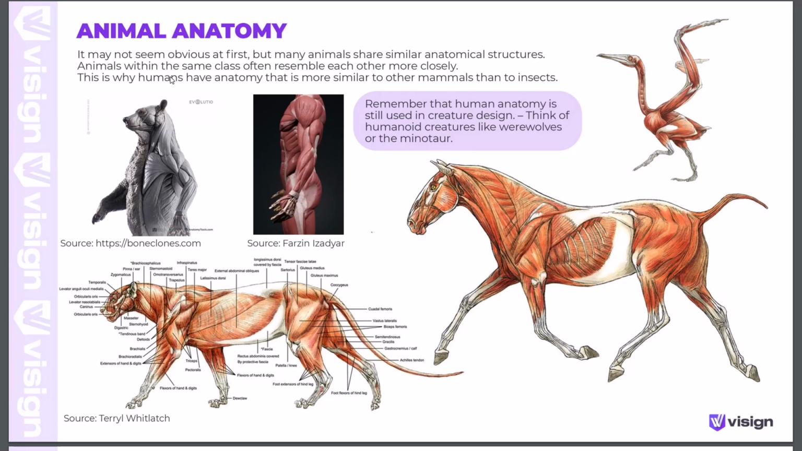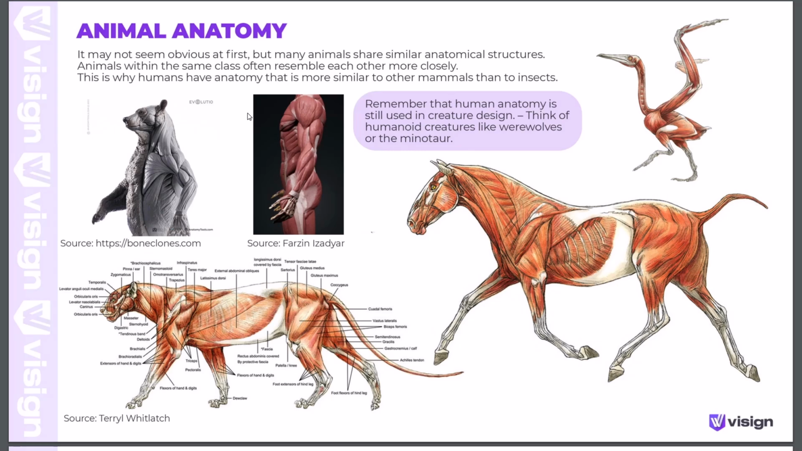So moving on, it may not seem obvious at first, but many animals share similar anatomical structures. This is the big part. Animals within the same class often resemble each other more closely. This is why humans have anatomy that is more similar to other mammals than to insects. So if you look at classes, like mammals, reptiles, birds, and so on, mammals will have similar anatomy to each other. Birds will have similar anatomy to each other. And even classes will have overlapping elements and some will have less overlapping elements.